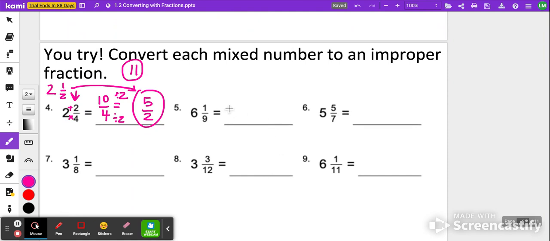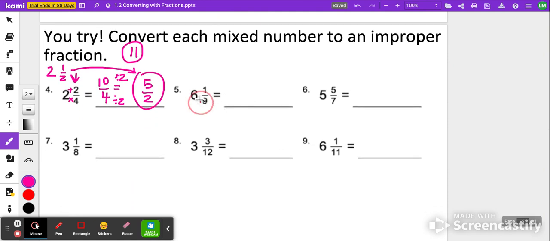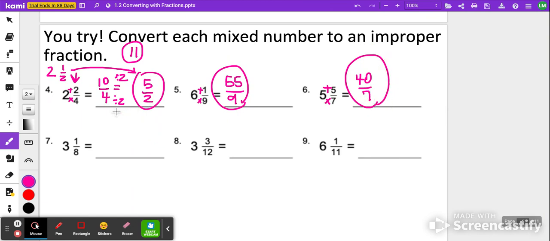Let's keep going though. Number 5, 6 and 1/9. 9 times 6 is 54 plus 1, 55. Boom. You get 55 over 9. 5 and 5/7. 7 times 5 is 35. 35 plus 5 is 40. So we get 40 over 7. Both of these are in their simplest form. 3 and 1/8. We should have gotten 25 over 8. I know 8 times 3 is 24, plus 1 is 25.